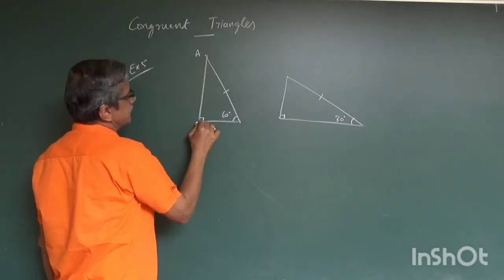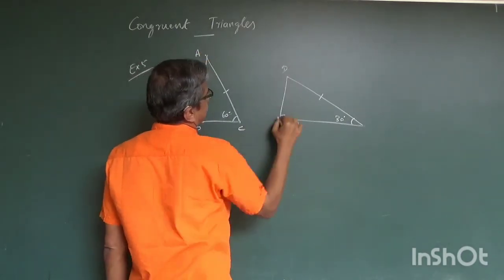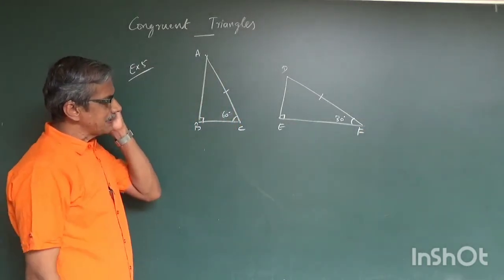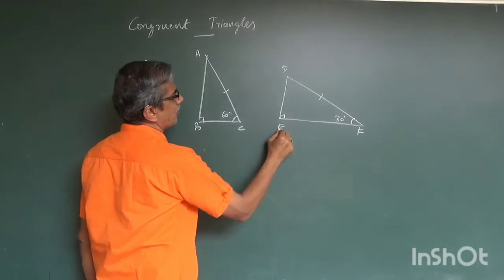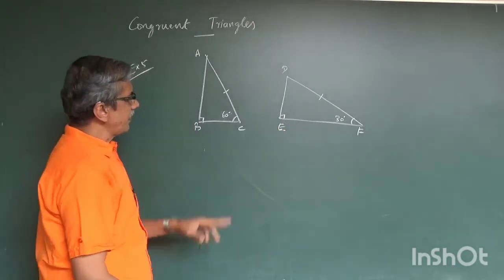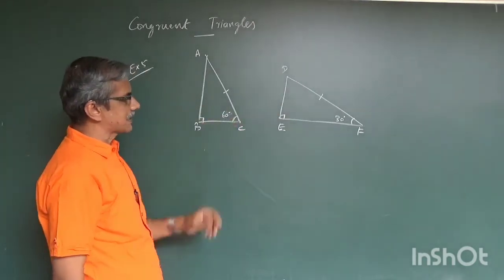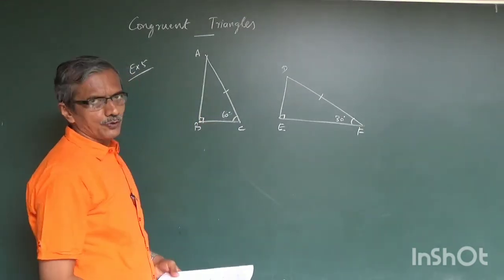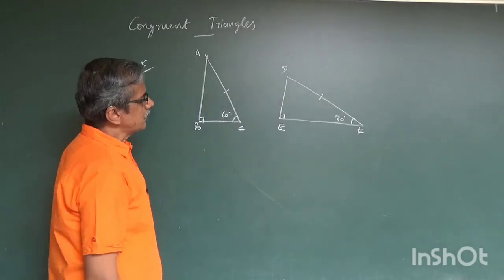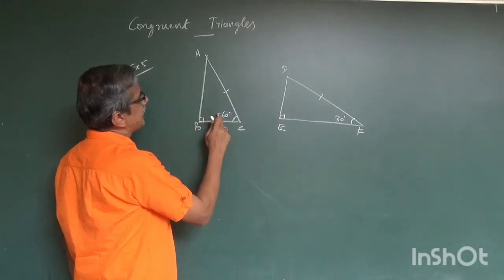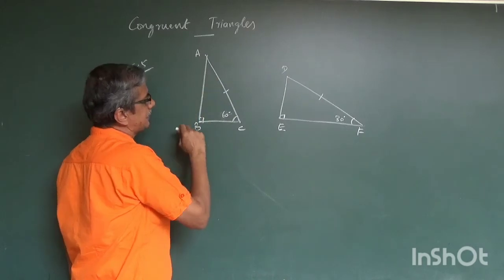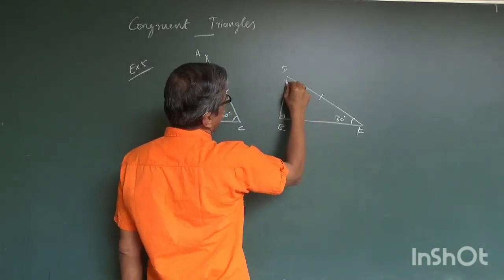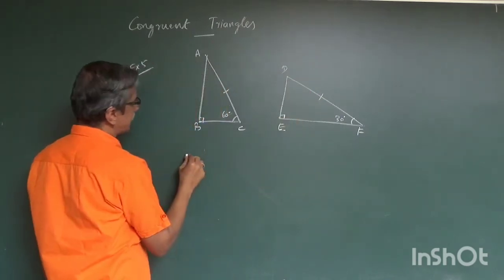If you look at this, it is a right angle triangle, but you cannot apply RHS in this case because we don't have any information about the sides. So we cannot use RHS here. We can work out the angles: 90 degree, 60 degree, so this will be 30 degree. And this is 90, 30, so this will be 60 degrees. So I will work it out first.